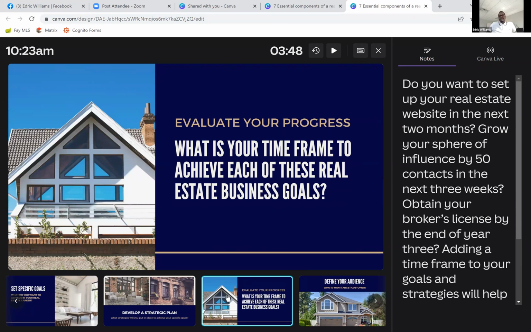Evaluating your progress. What's the time frame that you want to achieve the real estate business goals that you have in your business plan? And my thoughts are this: have an annual business plan. So right now we are in April of 2022. You should already be thinking about and brainstorming what your business plan is for 2023. Right now, you should be implementing plans that you've incorporated and were adopted from last year for your 2022 plan.